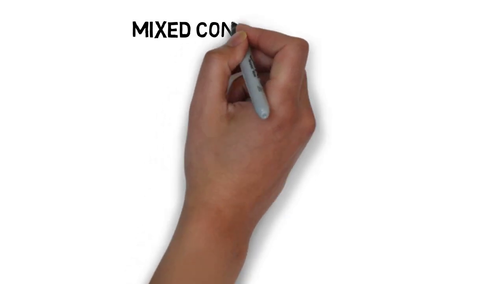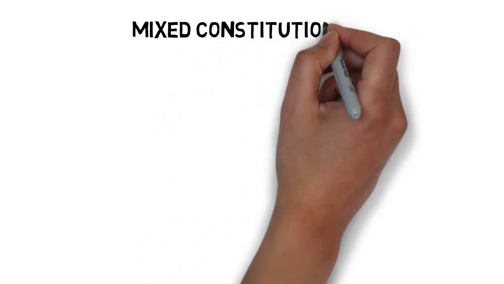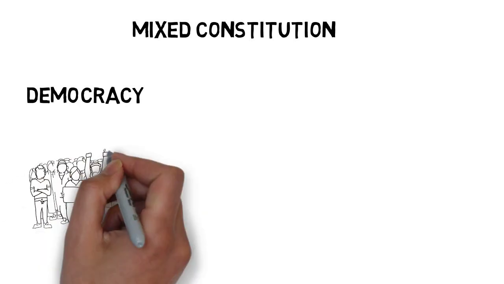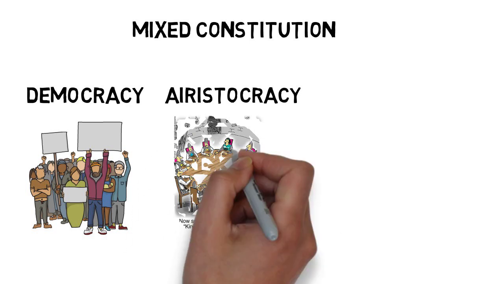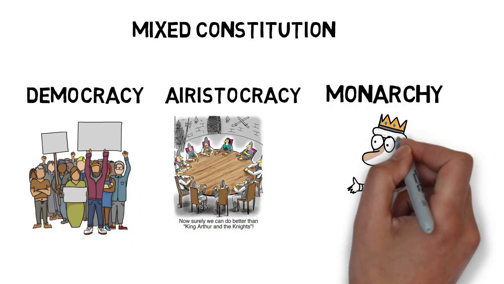Now, what exactly do I mean by a mixed form of government? Well, another way to phrase it is Canada has a mixed constitution. And by constitution, I mean the principles that establish the basis of the way the country is ruled. A mixed constitution is a form of government that mixes or combines elements of democracy, which is rule of the many, aristocracy, rule of the best, and monarchy, rule of the one.